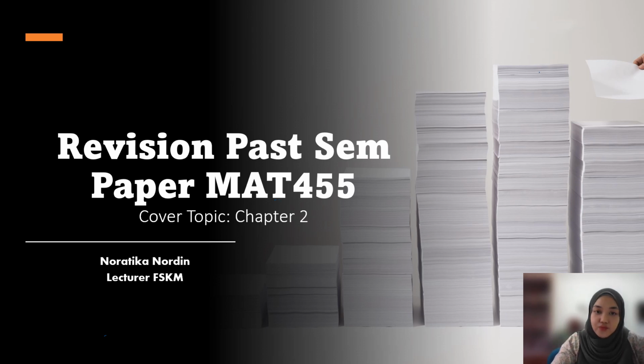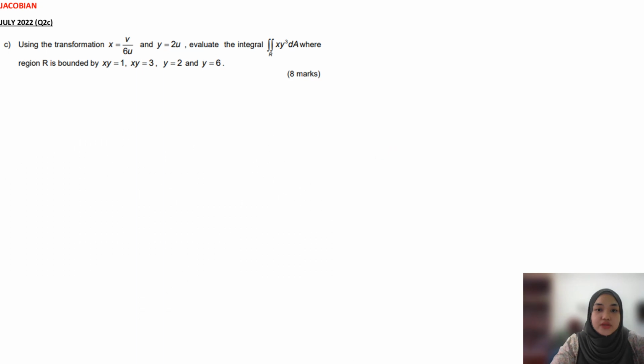Our cover topic for today is chapter 2. So the first question, we will focus on the Jacobian question. This is a question from July 2022, question 2C. Using this transformation, x equals v over 6u, y equals 2u, evaluate this double integral of xy cubed dA, where R is bounded by xy equals 1, xy equals 3, y equals 2, and y equals 6.